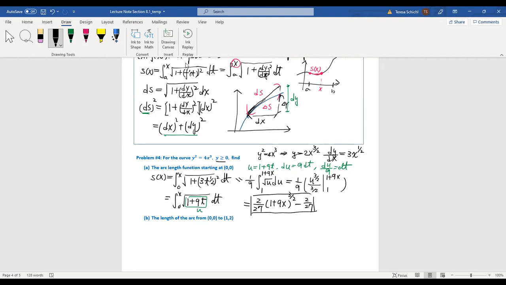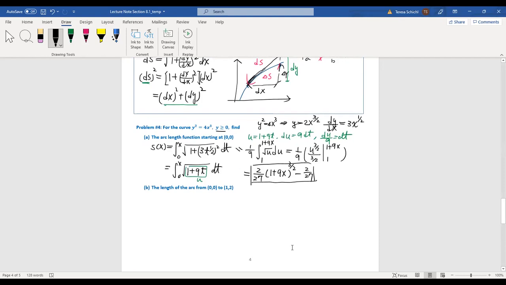So you can give me a point, and you start to travel from (0, 0). So let's say, what is the arc length if I travel from (0, 0) to (1, 2) here? From (0, 0) to (1, 2), that means your x travels from 0 to 1, right? So basically you have s of 1 here. So you can just plug into the formula: 2/27 times (1 plus 9) to the 3/2, and then minus 2/27.